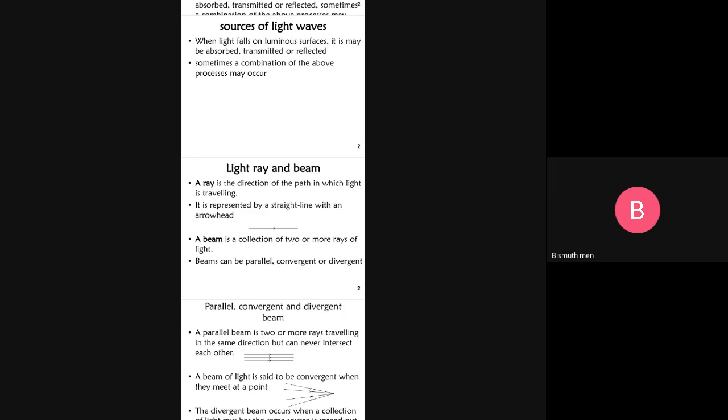Very good. Now, a question they may ask you is to define a ray of light, or define a beam of light. But the question I want to ask you is: what's the difference between a ray and a beam of light? Who is answering? Sir, please, could you repeat the question? What is the difference between a ray and a beam of light?